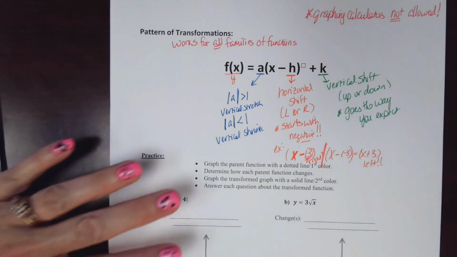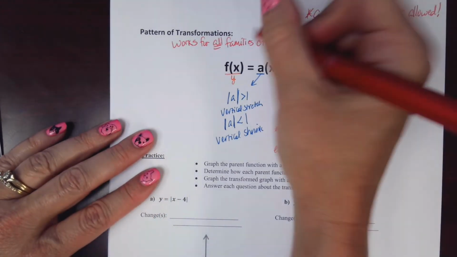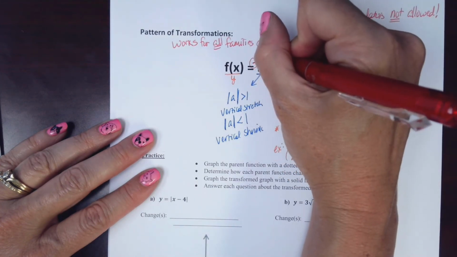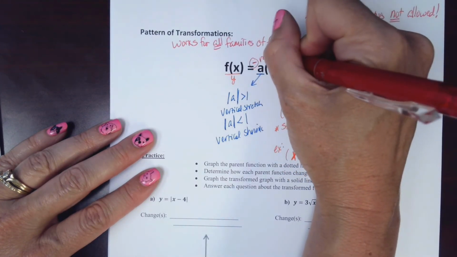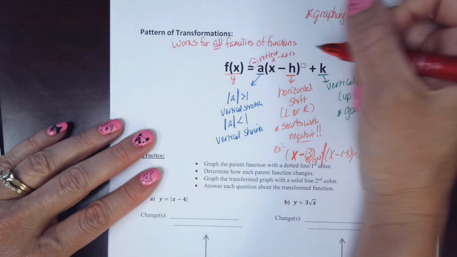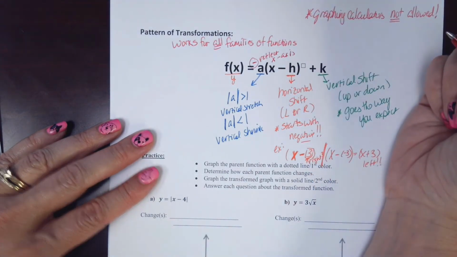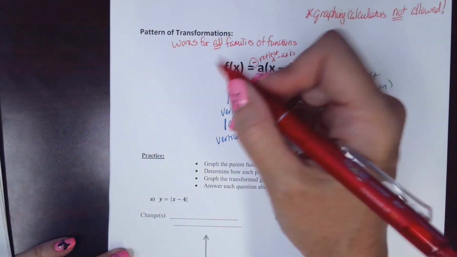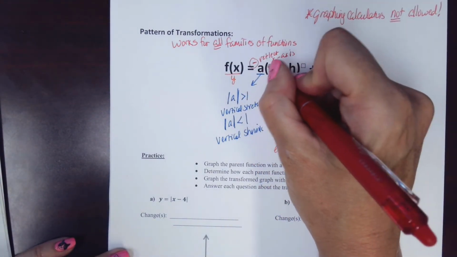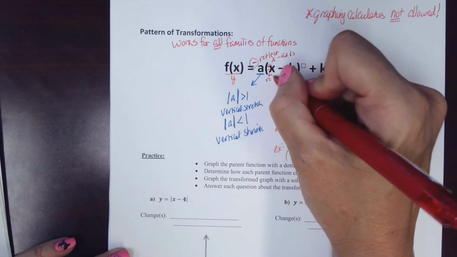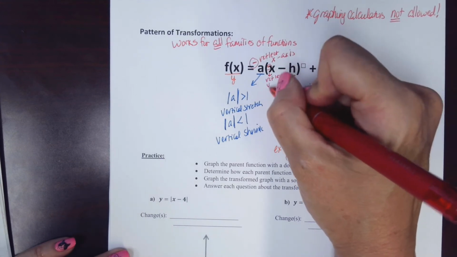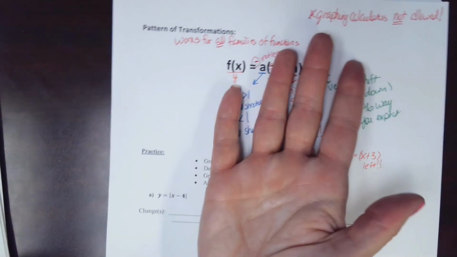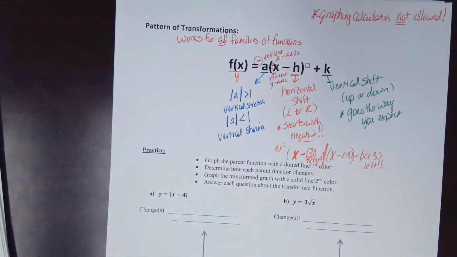That's something that's important to consider as well. If I have a negative out in front here, it would cause the graph to reflect across the x-axis. So it's going to flip it upside down. If I had a negative inside here, that would cause it to reflect across the y-axis. That would flip it this way, left to right.